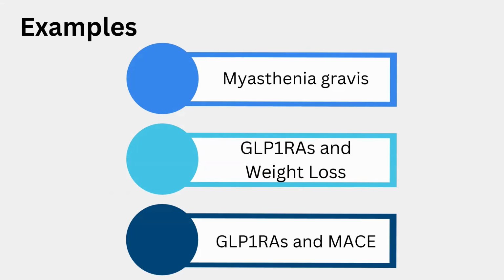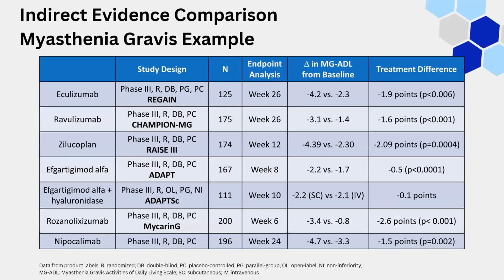They include myasthenia gravis, GLP-1s and comparison for weight loss, as well as GLP-1s and major adverse cardiovascular events in the diabetes space. So I want to share those with you. Notice how I've titled this. It's very important that you make it clear that this is indirect evidence or an indirect comparison.